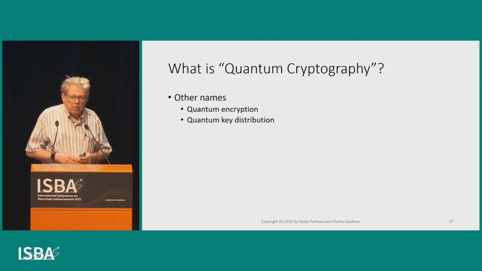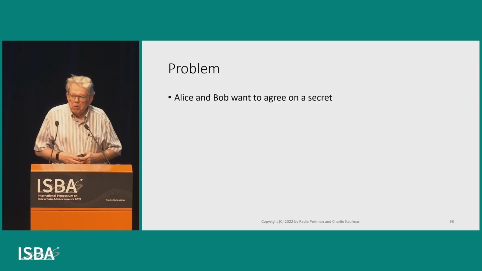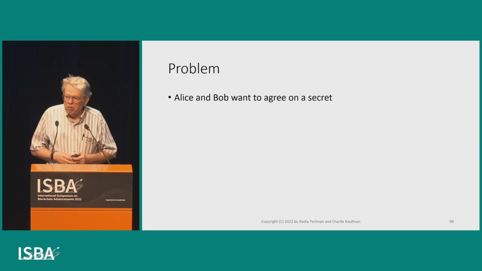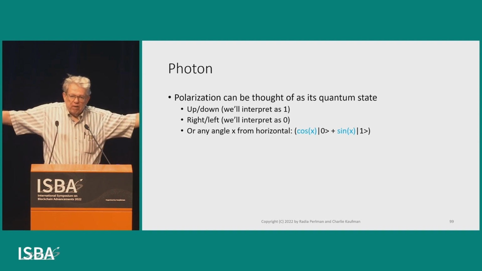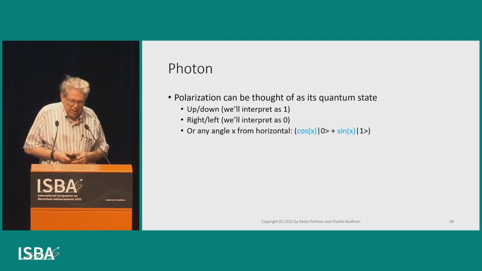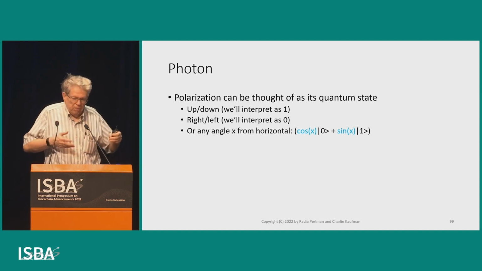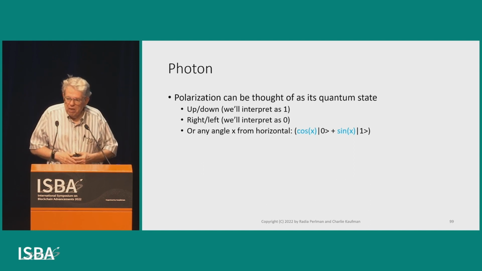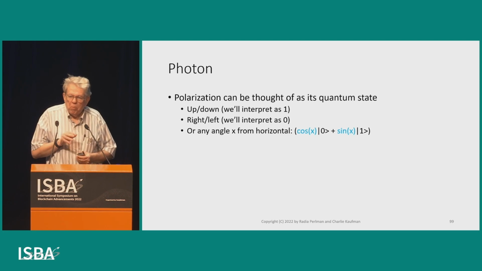It's also been called quantum encryption or quantum key distribution. The problem is that Alice and Bob want to agree on a secret, and they're far away from each other and can send light beams to each other, but they're worried that somebody in the middle might be able to see it. It turns out that the polarization of a photon can be thought of as a quantum state, so if you have a light beam and you polarize it.